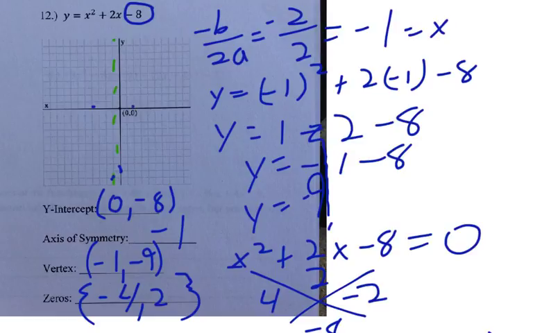And then I'm going to connect all of my dots. And remember, this should be symmetrical. It should be folded in half along the axis of symmetry.